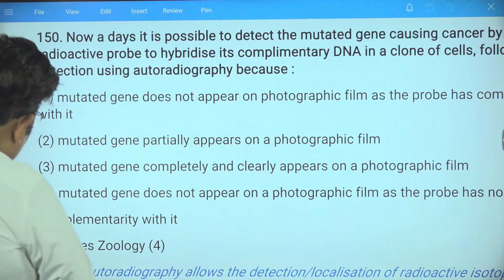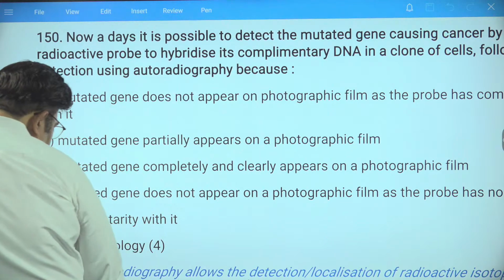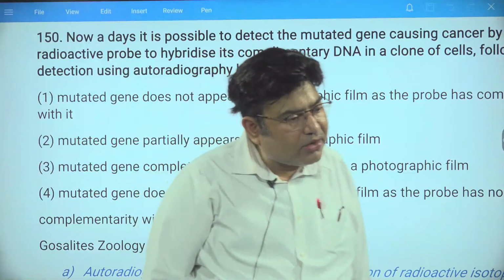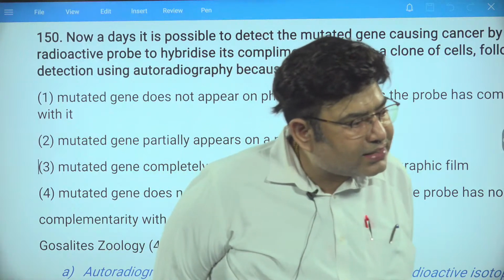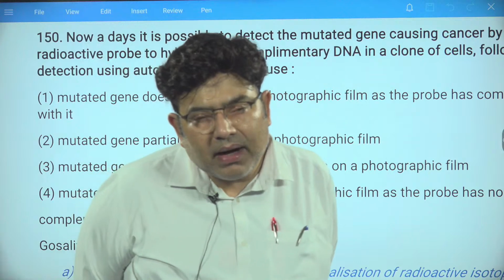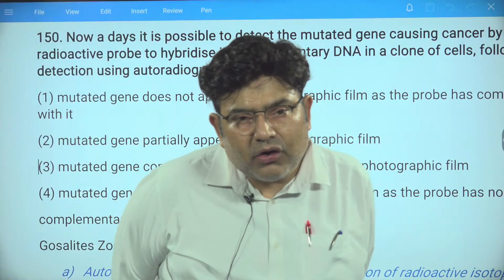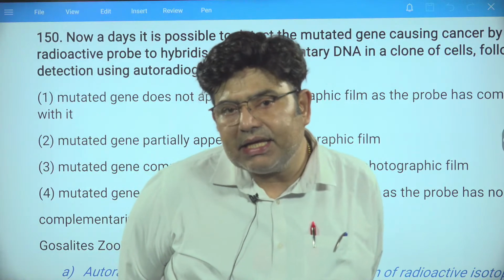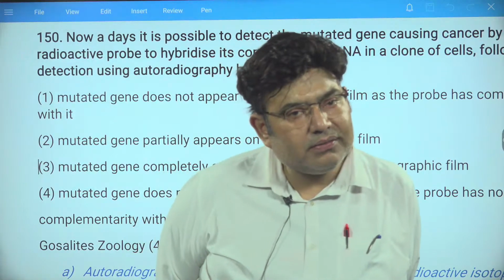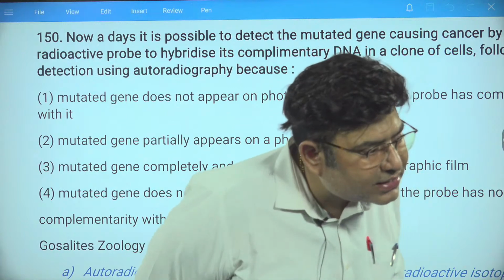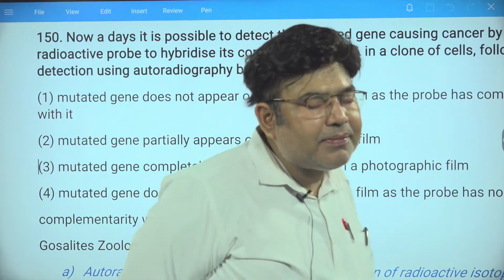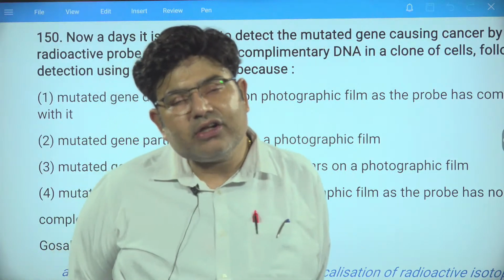Remember that this Gosalites Zoology 4 is a different thing. It is not the answer. Do not consider it as an answer. Come on. Yes, 1, 2, 3, 4. What is the answer? Once again, let me ask you. If you don't find any mark, what does that indicate? Normal or abnormal? If there is no mark, it is abnormal. It is mutation. Very good.